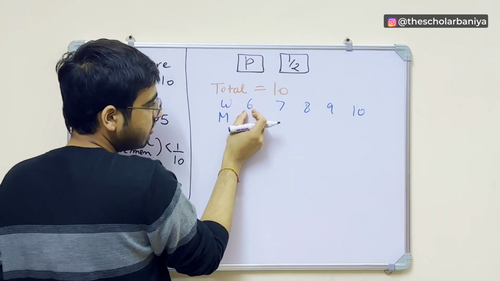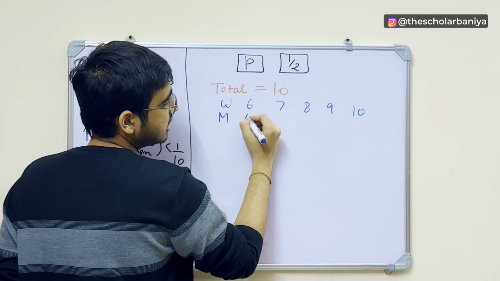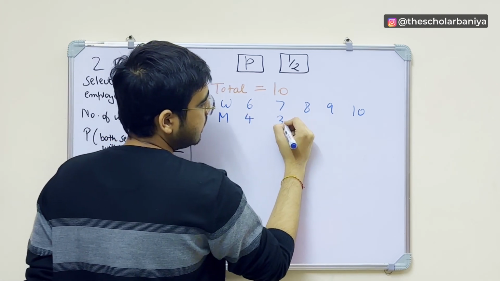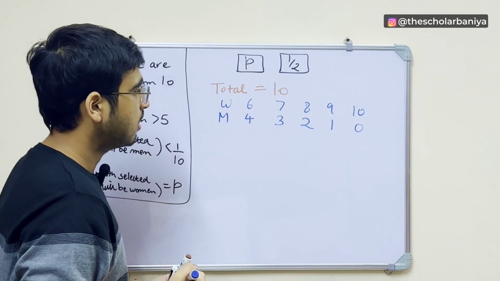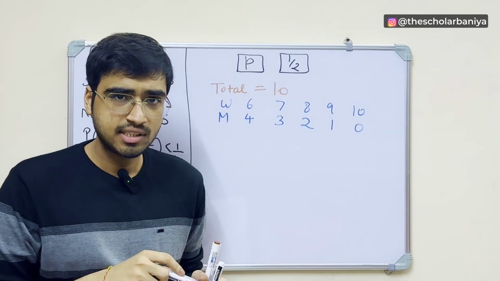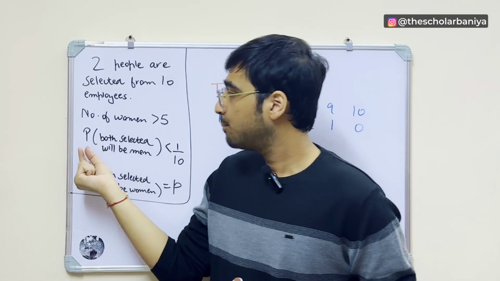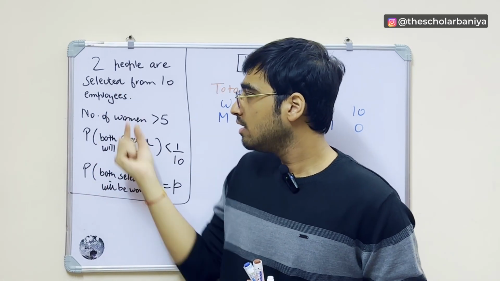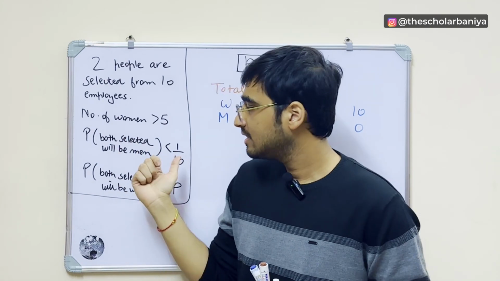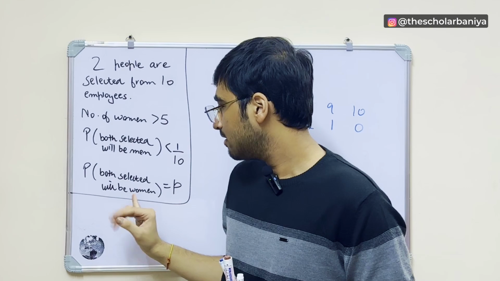Now if there are 6 women, how many men will there be? Obviously 4, because 6 plus 4 is 10. Then 7, 3; 8, 2; 9, 1; 10, 0. I hope this makes good sense. Now, it is given that the probability that both people we select will be men is less than 1 upon 10, and we have to compare this.